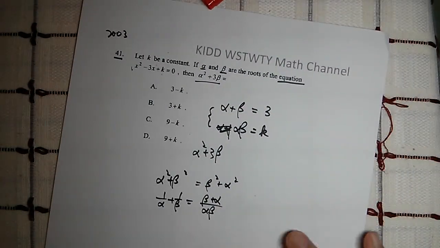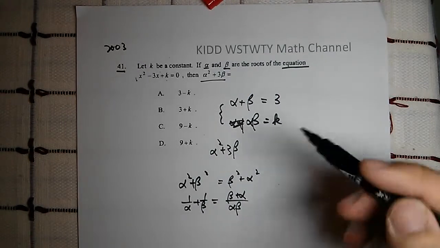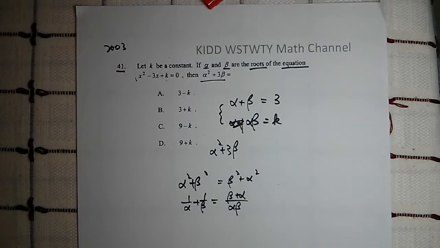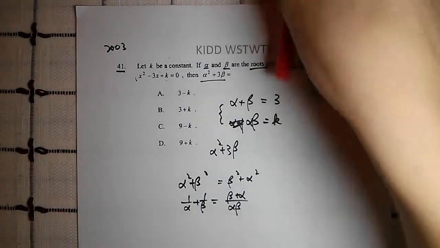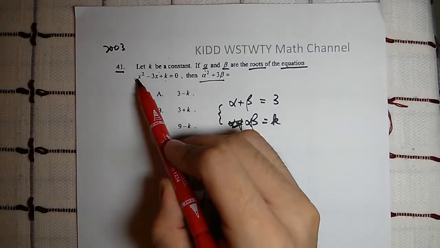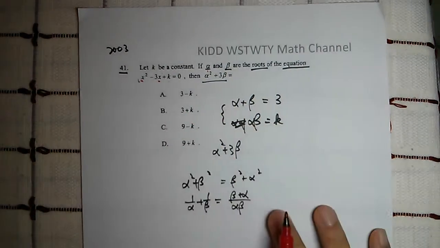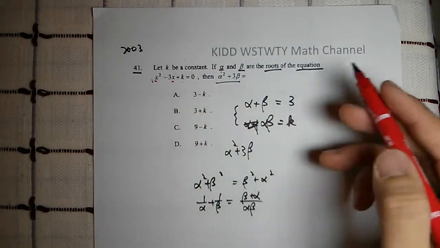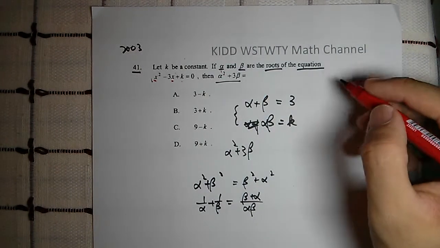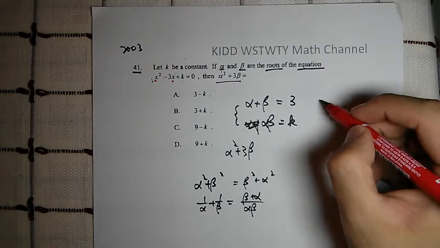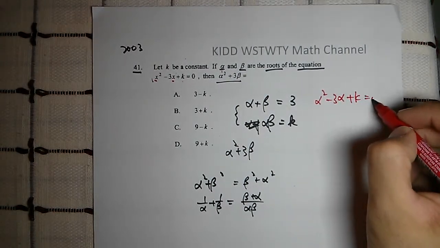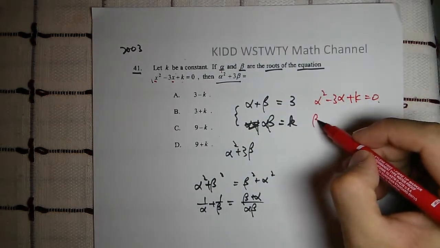To actually tackle this question, you need to remember one other principle about roots. When we're talking about roots of the equation, it means if we substitute alpha and beta into x in the equation, it should fit. It should give you 0. That's basically the definition of root. So we plug this in: alpha squared minus 3 alpha plus k equals 0. We may as well plug in beta.